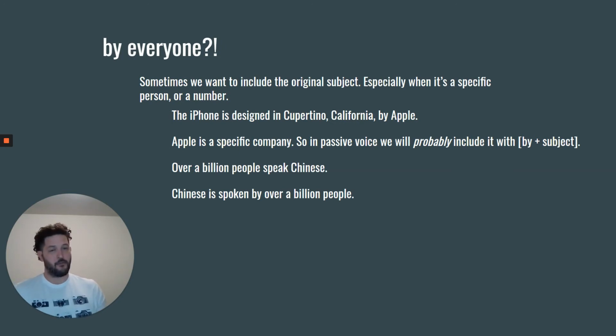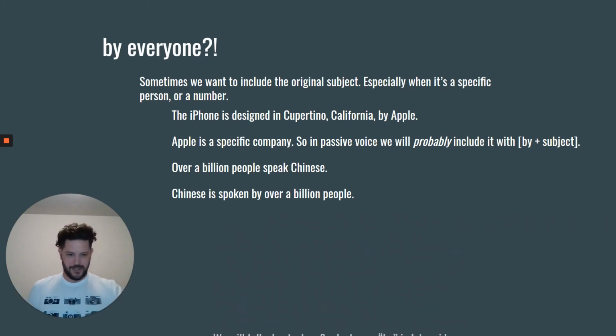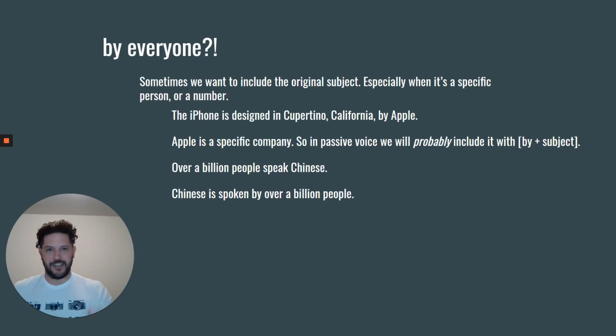And to do that, we use by and the subject. We'll talk about by more later on. Today, we're just talking present tense, passive voice. Remember, tense and voice are different. All right, here we go.